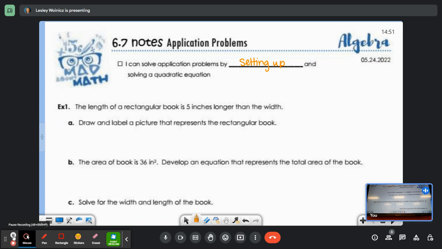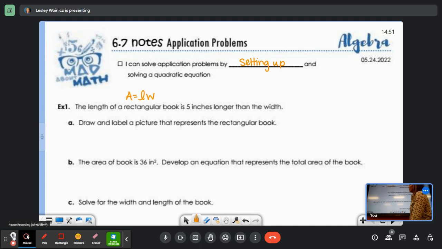So, what do we know about the area of a rectangle? Yeah. So, if I know that the area of a rectangle is length times width, that is going to help me set up and solve an equation for the dimensions of my rectangle.